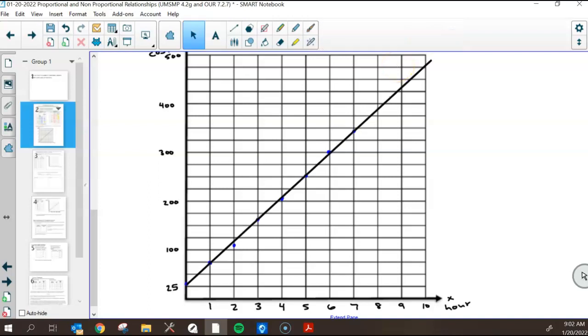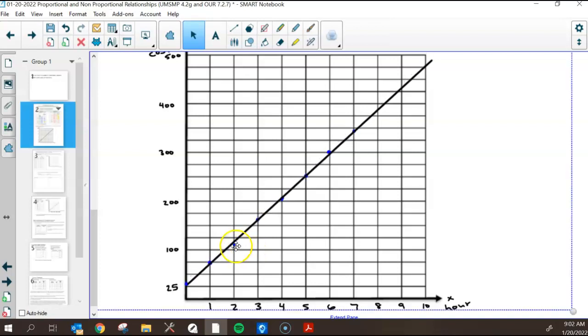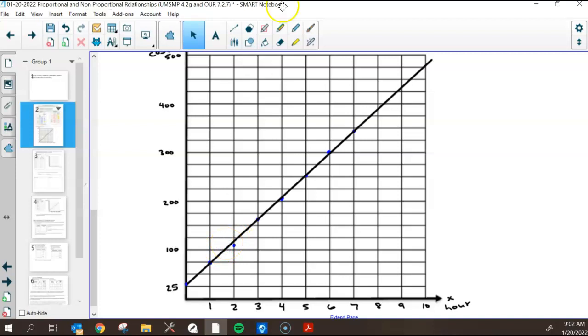You can see that I didn't plot all of my points perfectly, so I'm just going to make those adjustments so that they all land on that line. Maybe it's not cooperating very nicely. But I am going to color that line.